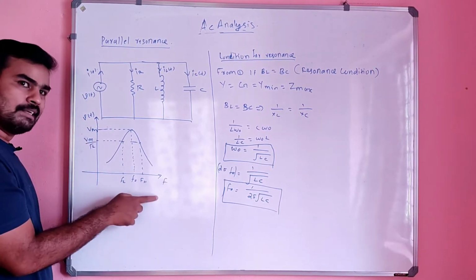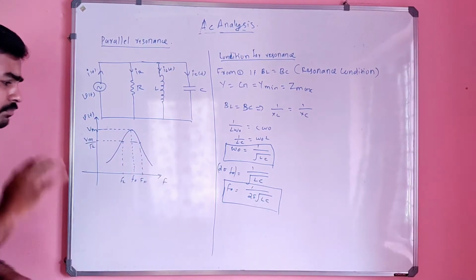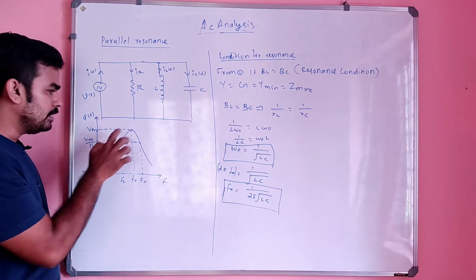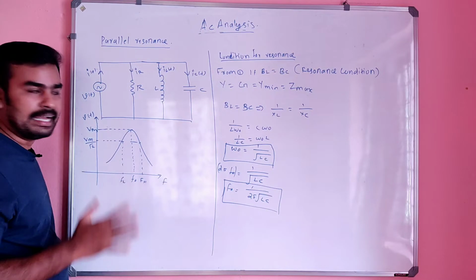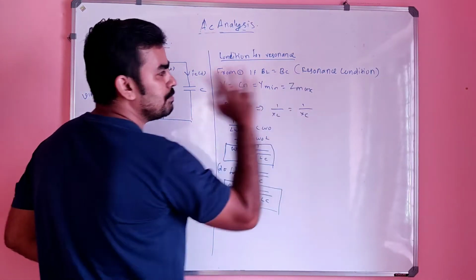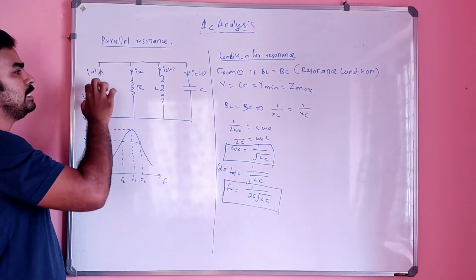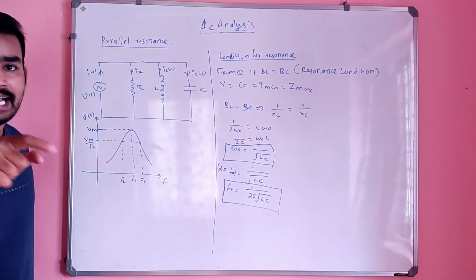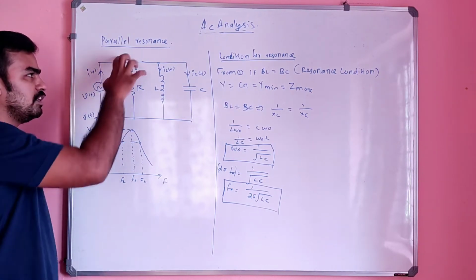V of t versus frequency means, see, this is the shape of the curve. So what is the peculiarity of this point? At this peak point, there will be maximum Z, right? There will be maximum Z at resonance. Maximum Z at resonance means the impedance across this V of t will be maximum, so that we will get maximum voltage at these two terminals.